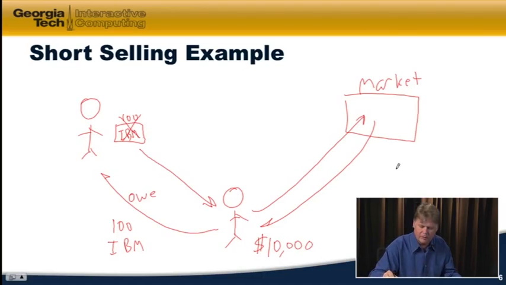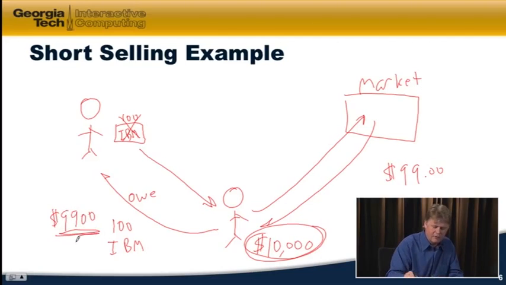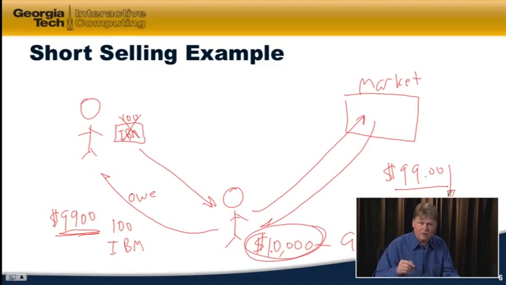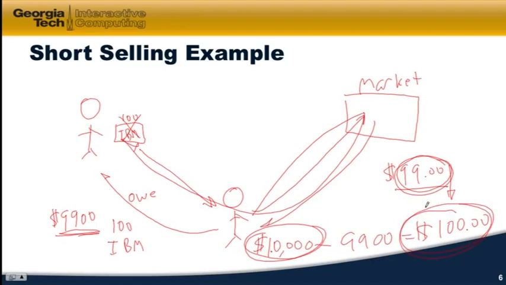Let's suppose the price of IBM drops to $99. You still have this $10,000 in cash. You still owe him 100 shares, but now those 100 shares are only worth $9,900. So this cash minus that liability means you just made $100. In fact, for every dollar that the market price goes down, you make $100 on this transaction. Eventually, when you close the position, you go to the market, buy the shares back, give them back to him, and you're left over with your net profit. Now, if the stock goes up, sad story. Each dollar it goes up, you lose $100. So of course you need to be careful about that kind of bet.